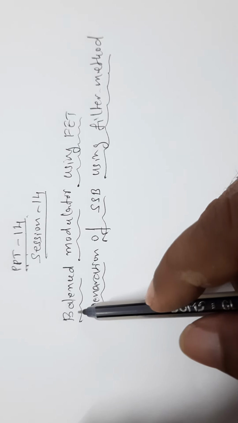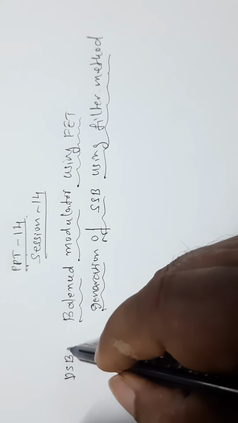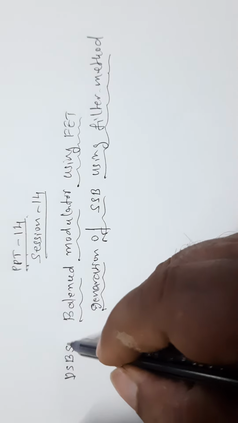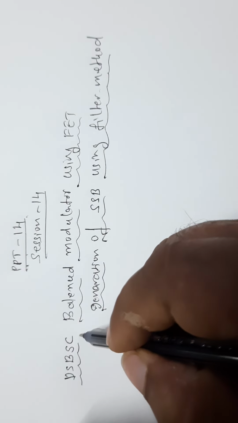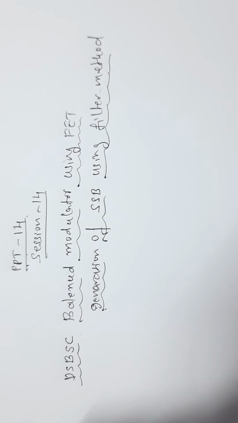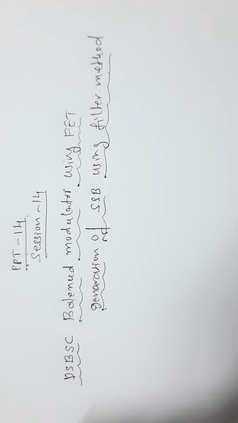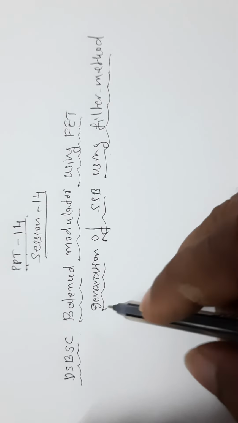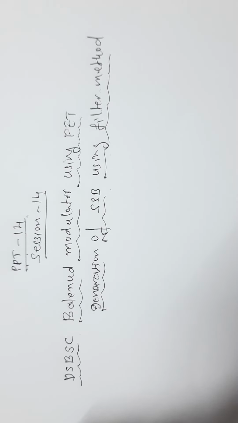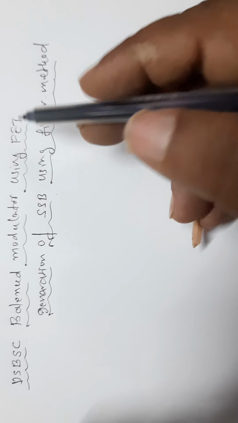How the double sideband suppressed carrier is produced using balanced modulator, and another is generation of single sideband using filter method. Now first we shall discuss about balanced modulator. So I will write the circuit of balanced modulator using FET.